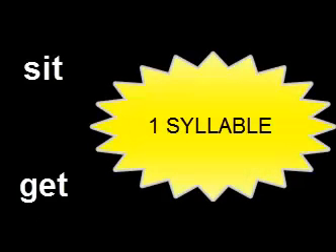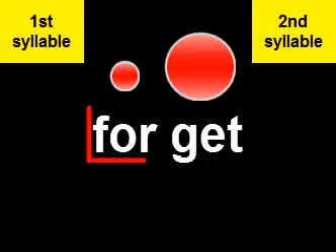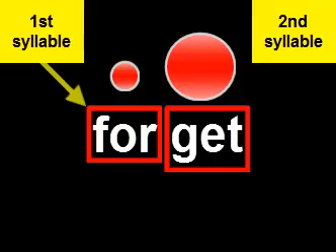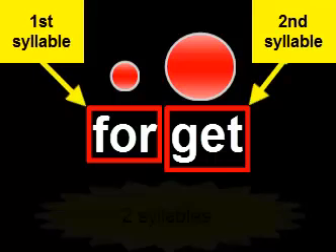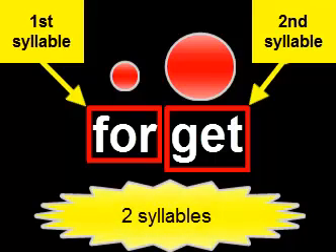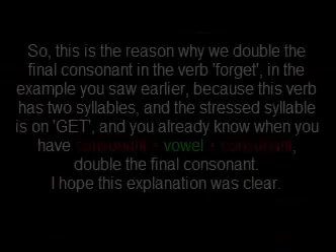Both sit and get have one syllable. Listen carefully. Sit, get, sit, get. Now look at the other verb, and listen carefully. Forget, forget. 1, 2. Forget, forget. So this verb has 2 syllables.